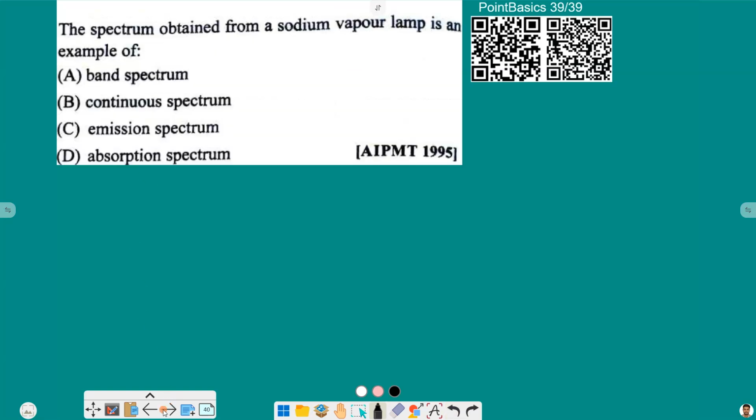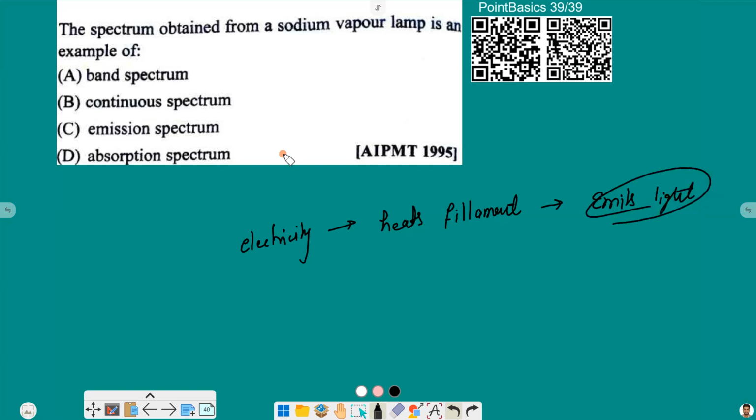Moving to the last one. For this one, the spectra obtained from sodium vapor lamp is an example of. So as we have, it is a sodium lamp. So how it operates? What we do, we provide electricity which heats the filament, and when that filament is heated, it emits light. So this is basically an emission spectrum. That is option C for us.